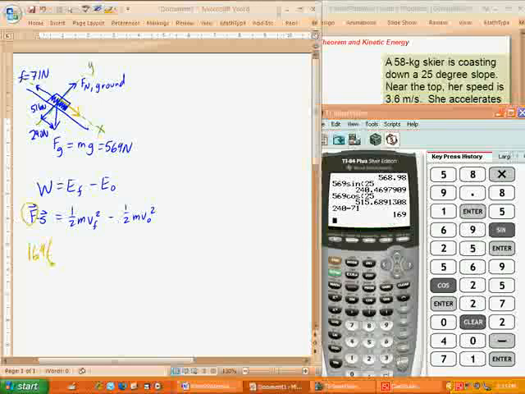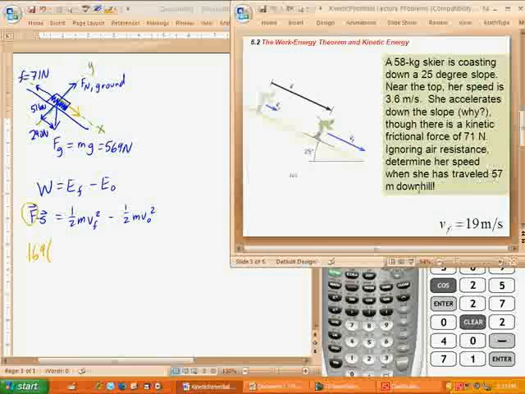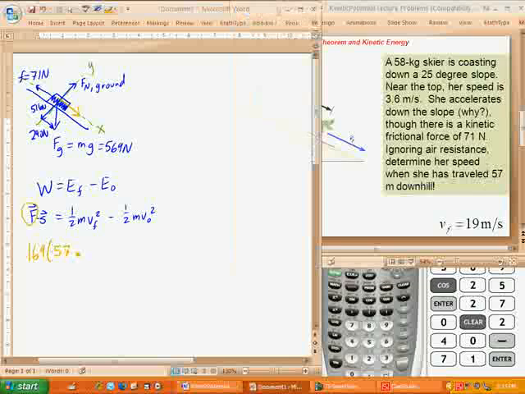So we've got 169 times the displacement. In our original problem it told us that we wanted to know the speed after 57 meters. So 169 times 57 is equal to 1/2 times the mass, which was 58, times the final velocity, that's what we're looking for, minus 1/2 times the mass times the initial velocity, which was 3.6 squared. All these are in SI already: meters per second, kilograms, newtons, so I don't need to do any conversions. Now we can go ahead and work this out.